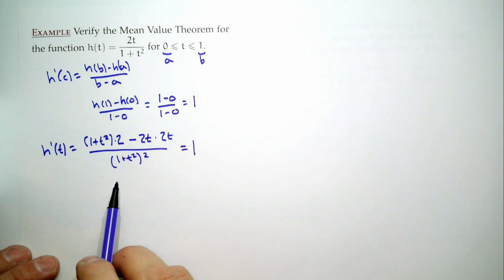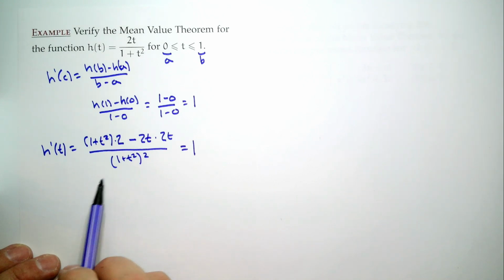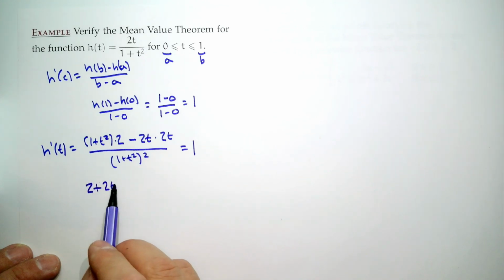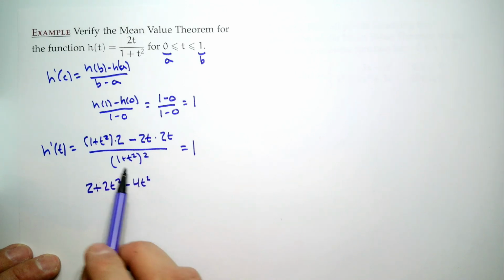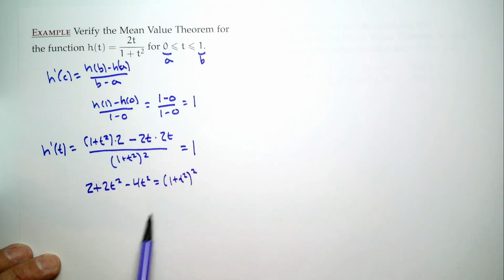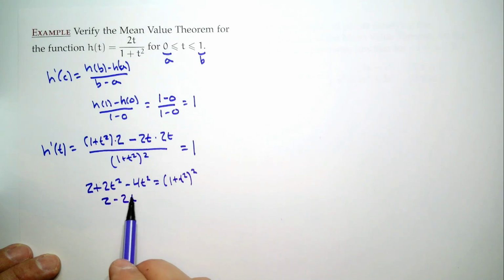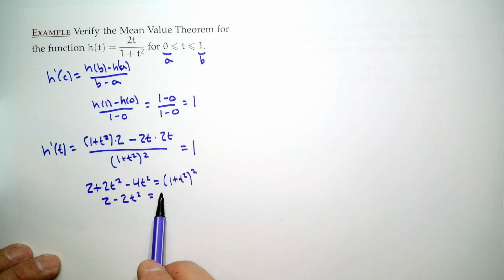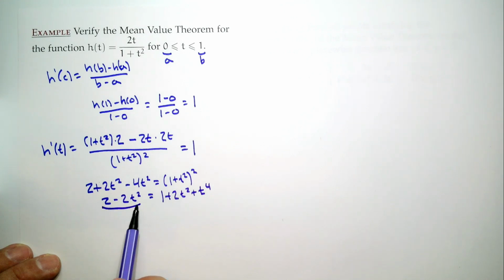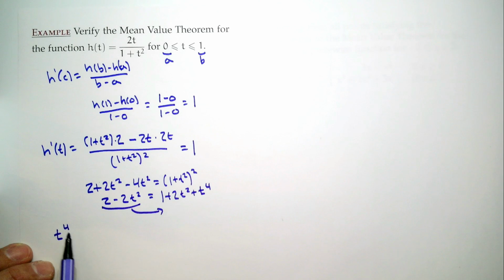Cool. So, I would say, I don't like fractions. So let's get rid of the fractions. We'll multiply both sides by 1 plus t squared, squared. So we get 2 plus 2t squared minus 4t squared. That's the numerator. Equals 1 plus t squared, squared. Now, this becomes 2 minus 2t squared on the left-hand side. On the right-hand side, that becomes 1 plus 2t squared plus t to the 4th. If we move everything over, we're going to end up with t to the 4th, and then plus 4t squared, because the minus 2t squared comes over as a plus 4t squared, and then minus 1 equals 0.